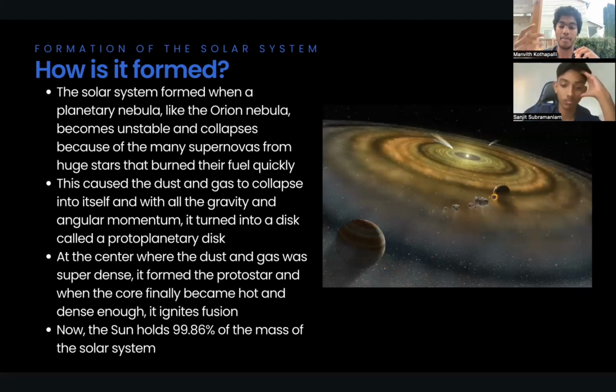In the outer part of the protoplanetary disk, the planetesimals gathered gas around themselves, forming the gas giants we see in other planets. All the heavy elements and water we see in our own solar system and on the planet were the result of fusion from population 2 and 3 stars. The sun is the central star of the solar system, comprising 99.86% of its total mass. Now, Sanya will be talking about the inner planets.